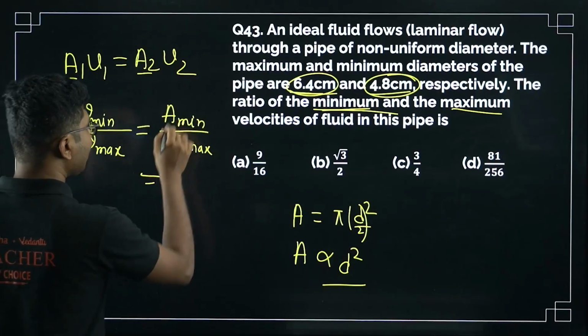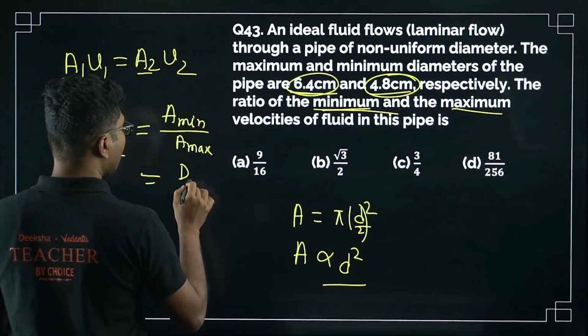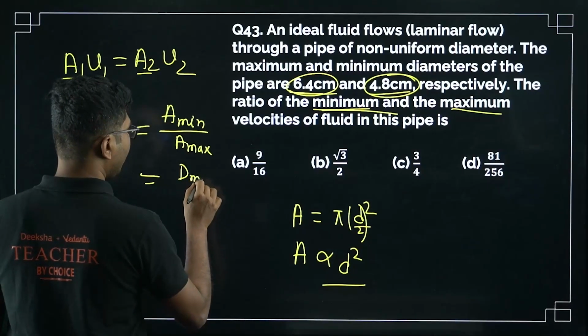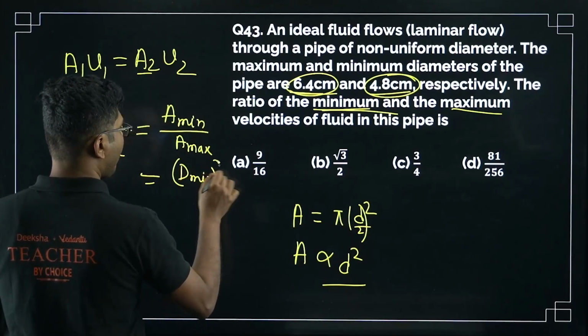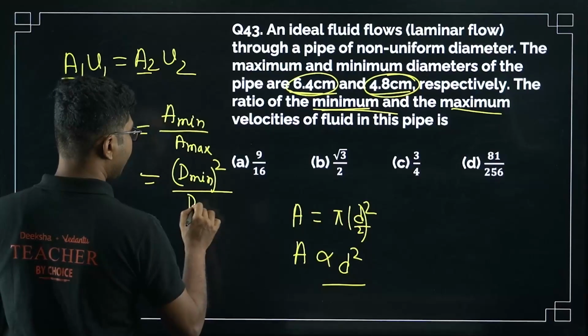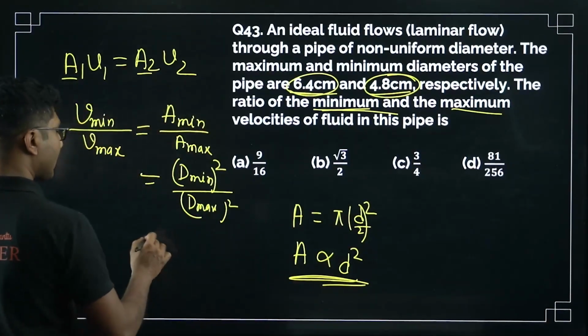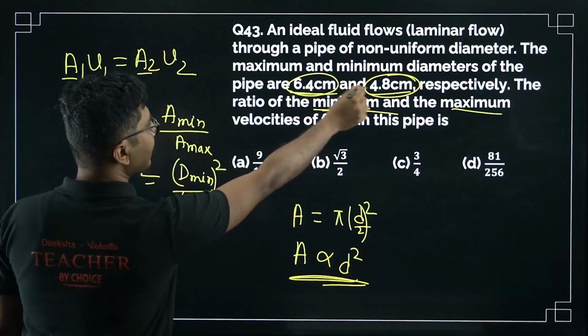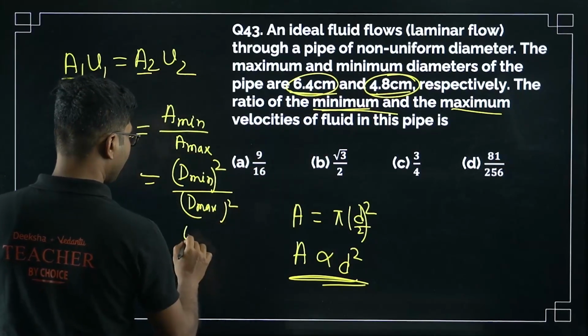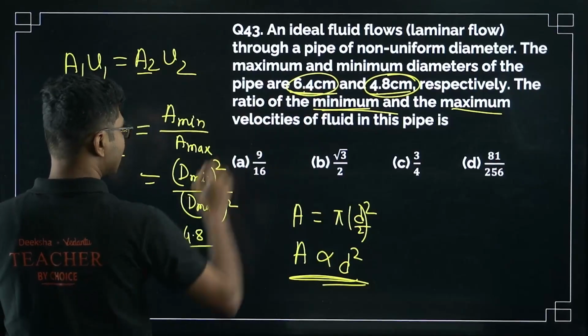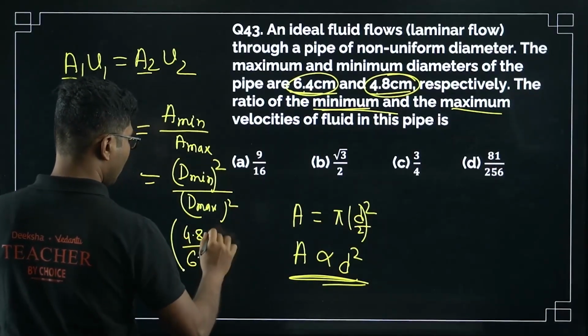Okay, so area mean means diameter also mean, and it will be d max square, right? Area is proportional to diameter square. Now what is d mean? D mean is 4.8, so 4.8. What is d max? 6.4, and whole square.